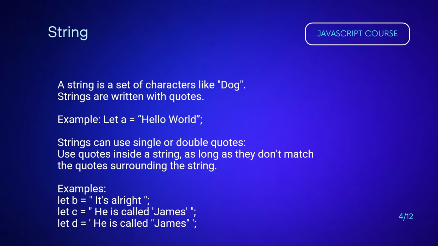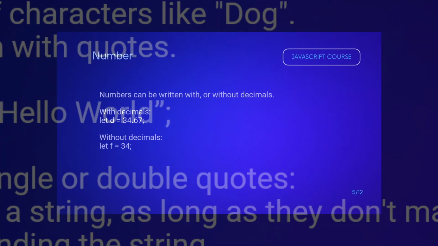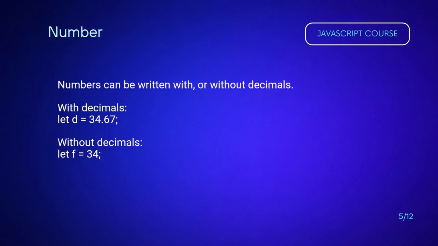String. A string is a collection of characters written inside quotation marks. Strings can store names, messages, sentences, and many other forms of text. Strings can use double or single quotes. Quotes help JavaScript know that the value is text. JavaScript also allows quotes inside strings as long as the inner quotes are different from the outer quotation marks, like in the examples.